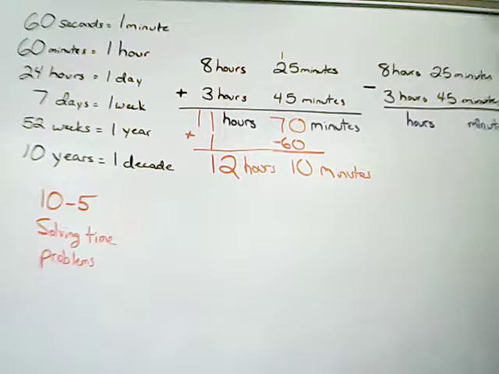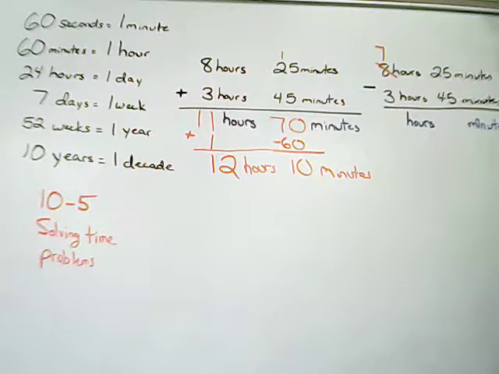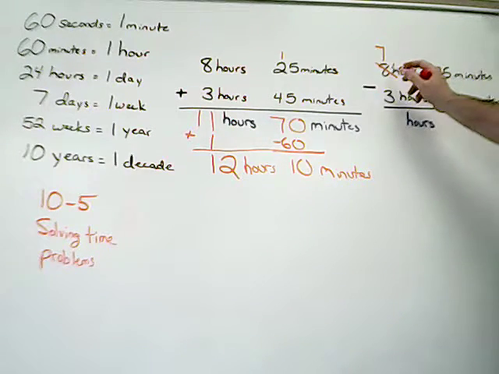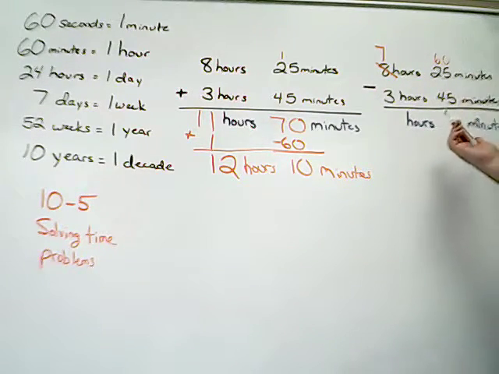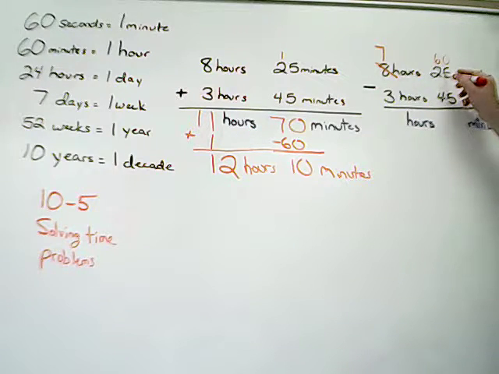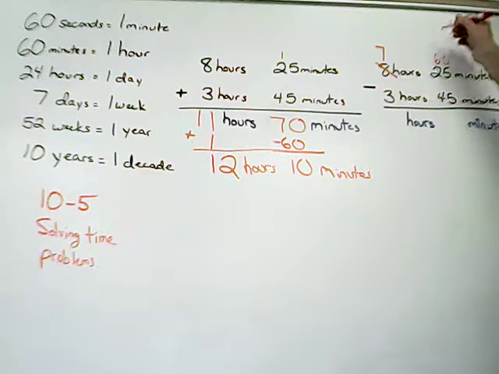25 minus 45. Well, I can't do that. How can I solve this problem? I can borrow from my hours. I'm going to take 1 hour away. My 8 is going to now become a 7. But I'm not going to stick a 1 here. Remember, when I change my hours to minutes, I'm going to add 60 minutes. This is important to remember. So in reality, I had 25 minutes to start. I added 60 more minutes that I borrowed from here for a grand total of 85 minutes.